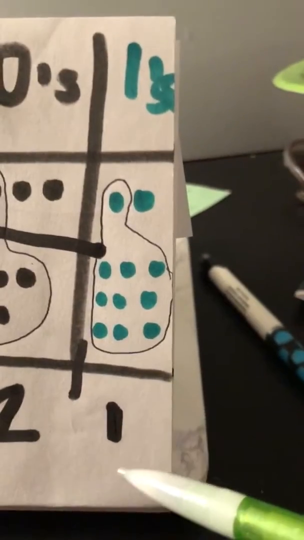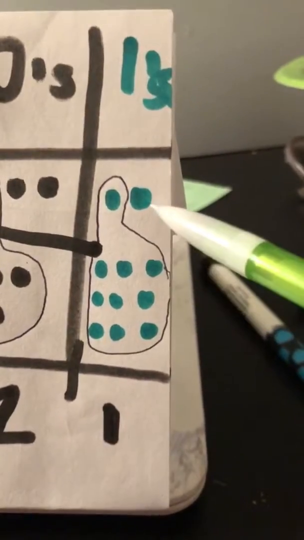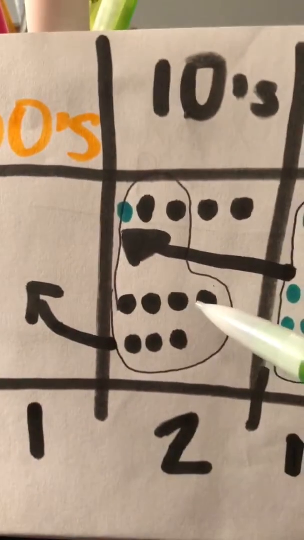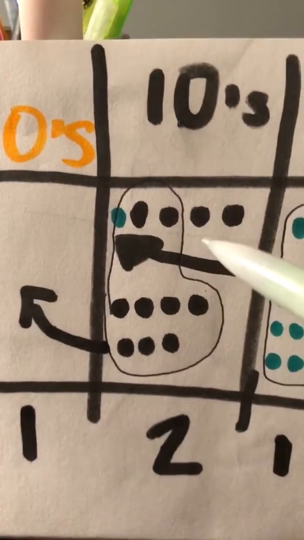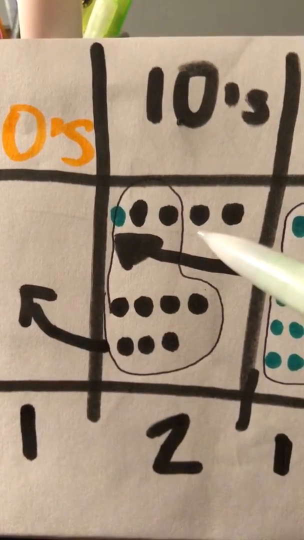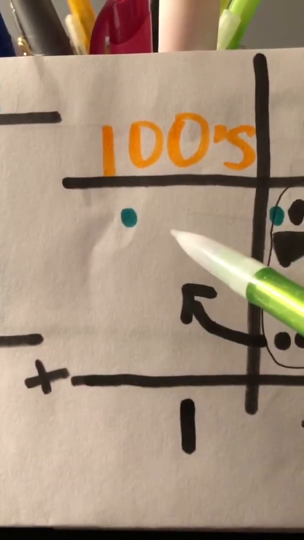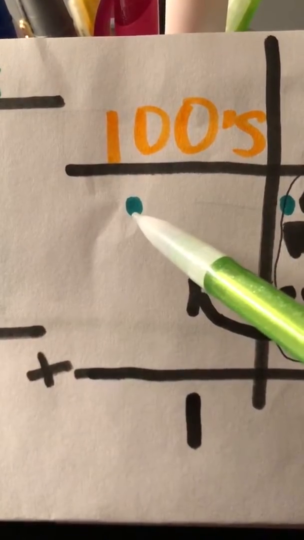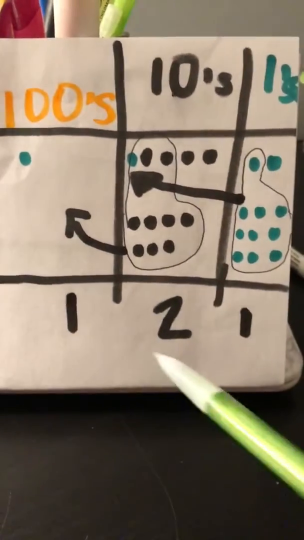So over here in the ones column, we transferred these ones, so we only have 1 in the ones column. We bring down the 1. In this column, we transfer 10 tens to the hundreds column. So now we're left with 2 tens. And in the hundreds space, we only have 1 hundred. This leaves our answer: 121.